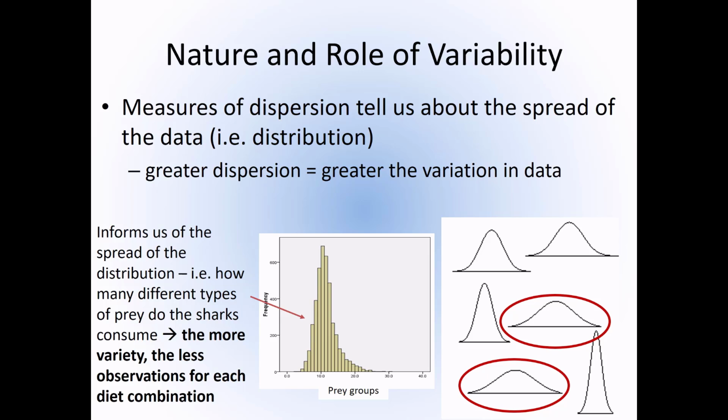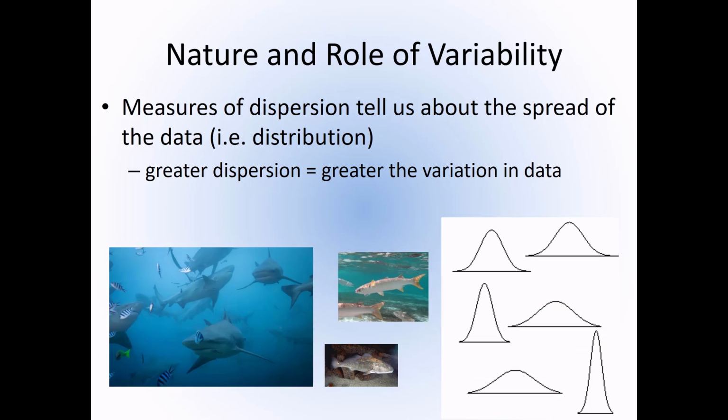Now, if we compare this to the sharks that only eat a couple different species, the distribution of their data is more likely to have a higher peak, so the data is going to be taller and it's going to be narrower. The reason for this is that there's fewer possible prey combinations for them to eat, and in this case, the number of individuals that are eating these possible prey combinations is going to increase. So our data is going to be more tightly packed.